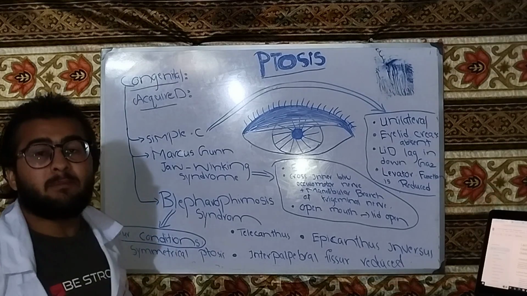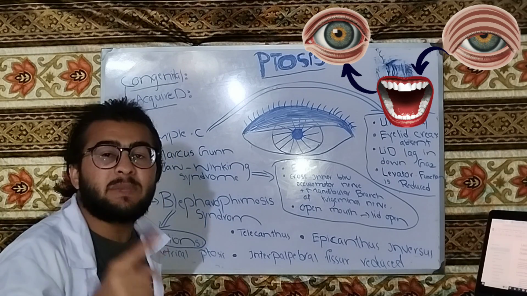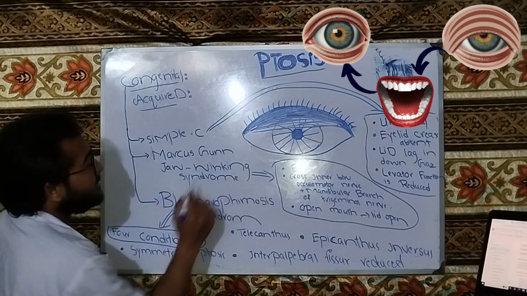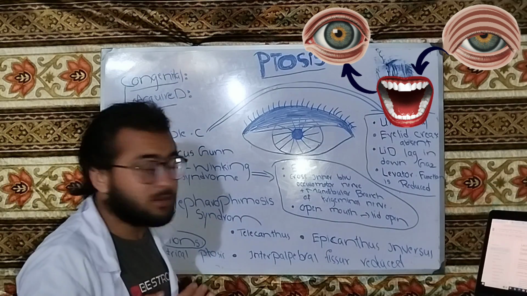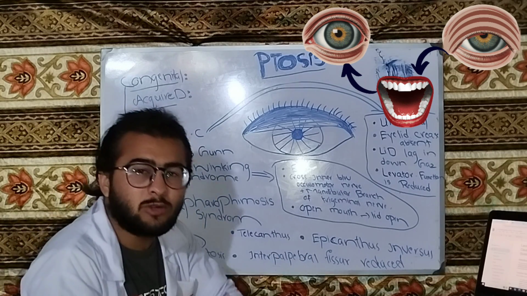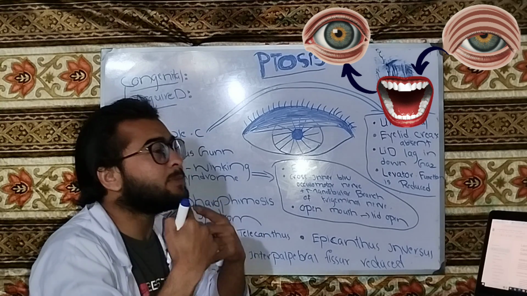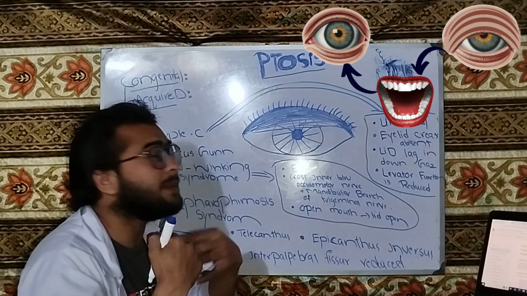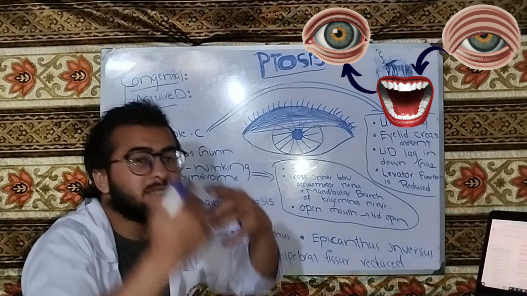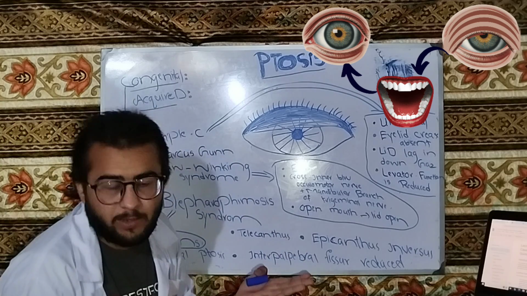The second one is the Marcus Gunn jaw-winking syndrome, which is also called simple synkinetic ptosis. This condition affects about 5% of children, and this is because there is cross innervation between the oculomotor nerve and the mandibular branch of the trigeminal nerve. The mandibular branch of the trigeminal nerve normally supplies the muscles of mastication, and the oculomotor nerve normally supplies most of the extraocular muscles and the levator palpebrae superioris.